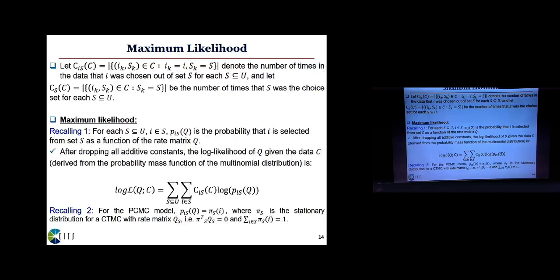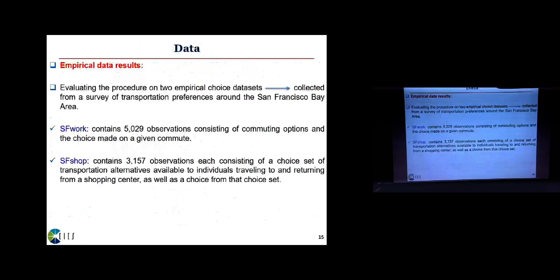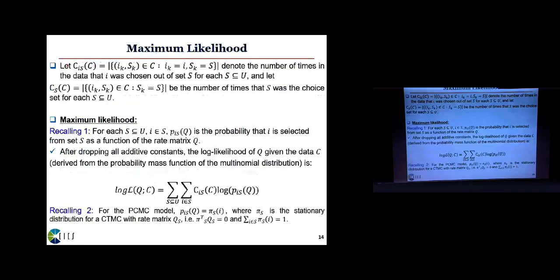And recalling two, for the PCMC model we have these, where pi S is the stationary distribution for the continuous time Markov chain. Actually, they have used a non-convex optimization problem, and if anyone is interested, just for the information, they have used SLSQP, sequential least squares programming, in order to optimize, and they use SciPy to minimize a function in Python, where you can use the minimize method SLSQP.